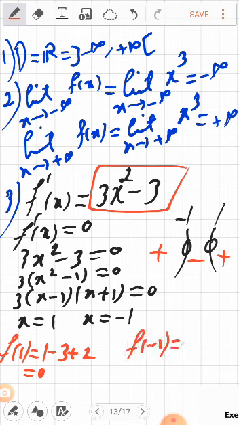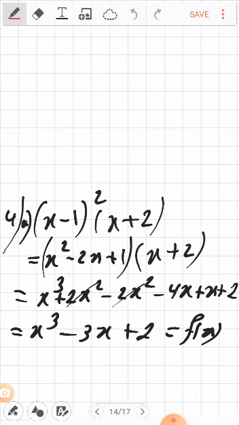It equals minus 1 cubed, which is minus 1, minus 3 times minus 1, which is plus 3, plus 2. So it is equal to 4. Here are the vertices, the points of maximum and minimum: local maximum and local minimum. Now the table of variations.